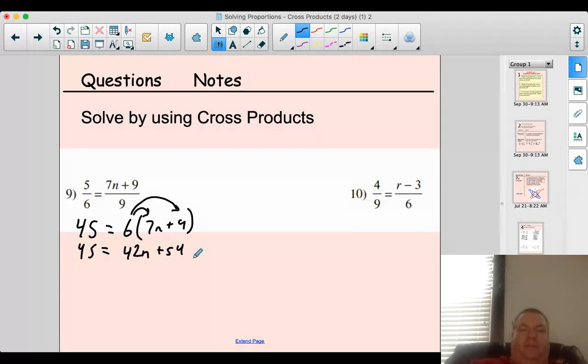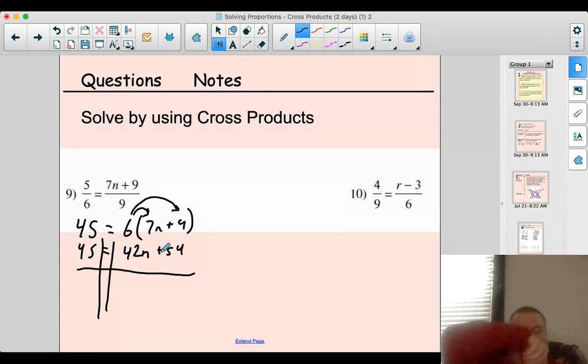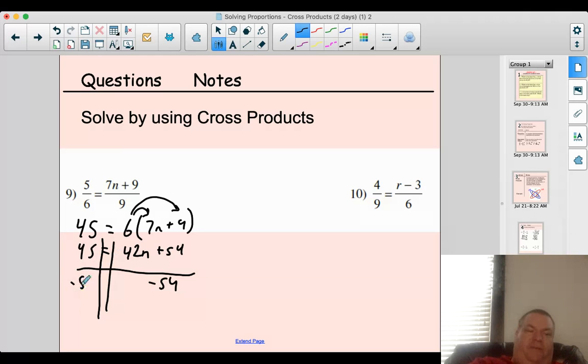I don't have any more simplifying to do. There's no like terms. So I can go to my train tracks. I'm trying to get n by itself, trying to get this variable by itself. I have multiplication and addition. Remember, with two-step equations, I have to undo the addition first. This is that SADMAP stuff we talked about. We're undoing in reverse order of operations. So I'm going to subtract 54 from both sides.